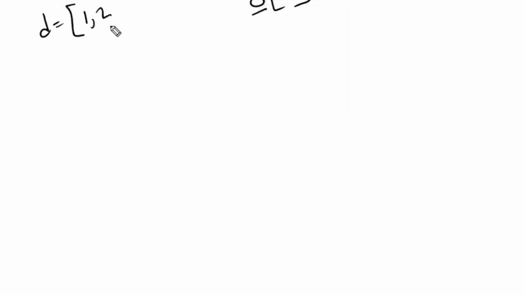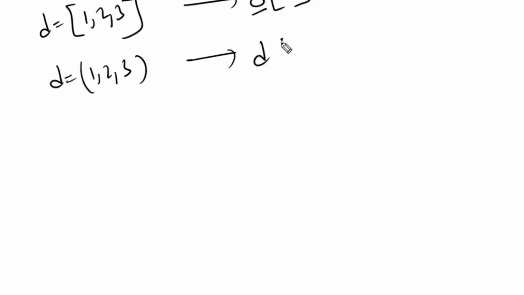D is equal to list of 1, 2, 3. And if I ask D of 0, I am going to get 1. If I write D is equal to tuple of 1, 2, 3, then D of 0 means immediately D will be considered as a tuple. For tuple, it will check whether indexing is possible or not. It is possible, so it will give the output as 1.